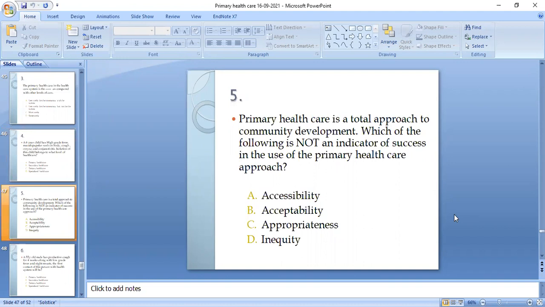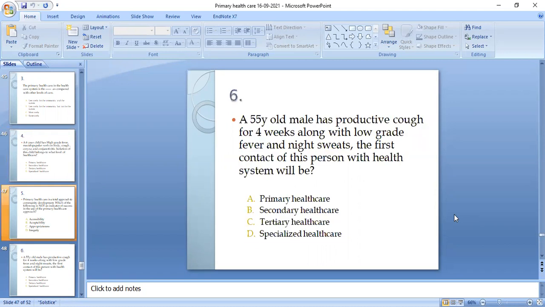Primary healthcare is a total approach to community development. Which of the following is not an indicator of success in the use of primary healthcare approach, whether it is accessibility, acceptability, appropriateness, or inequity? D. Yes, inequity is the correct option because in primary healthcare there is the equity.